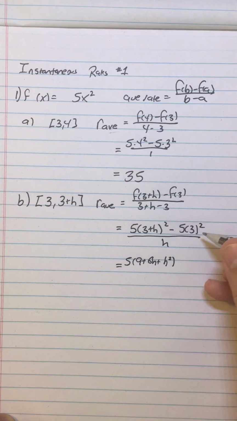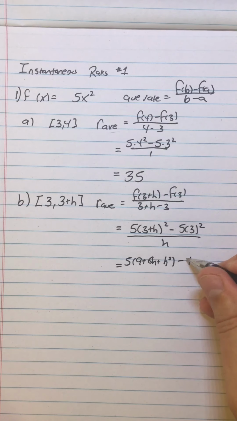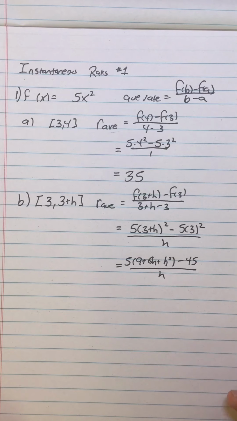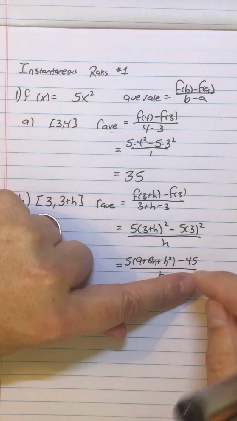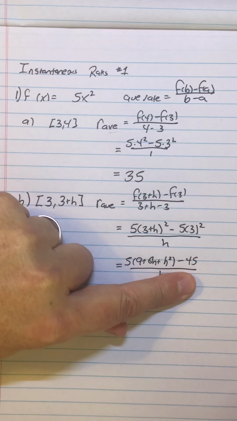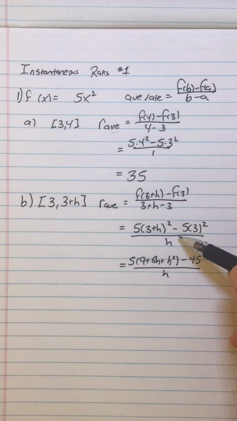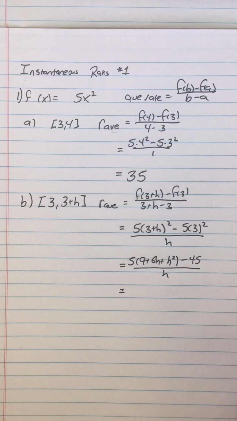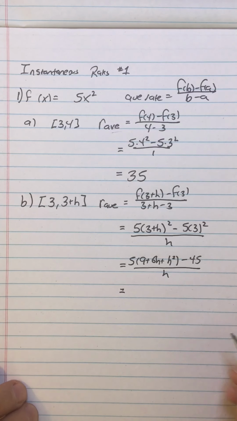And over here, we already figured out that was 45, so we can just say 45. Keep the denominator of h. Another thing that sometimes people do in their homework is that they'll just work out this part and then stick the h back in at the end. Write the entire expression every time.